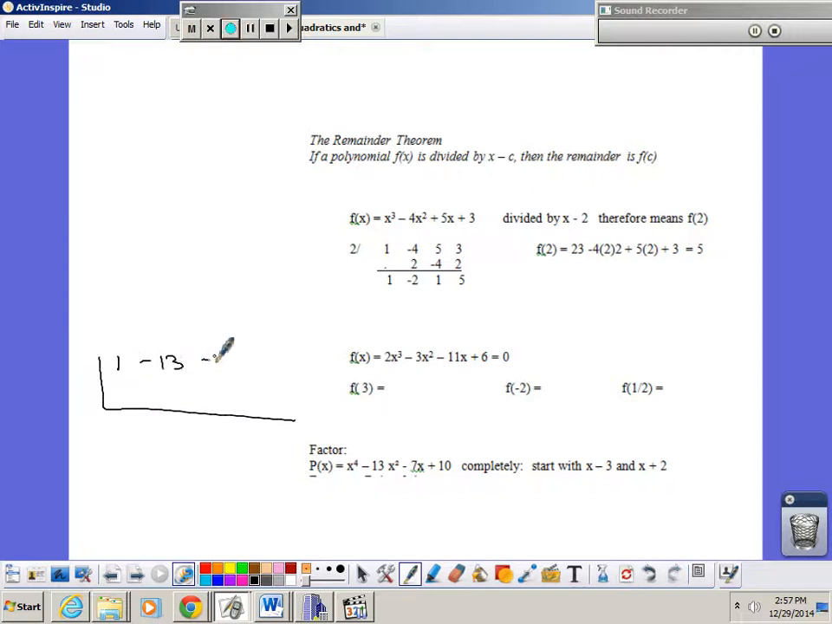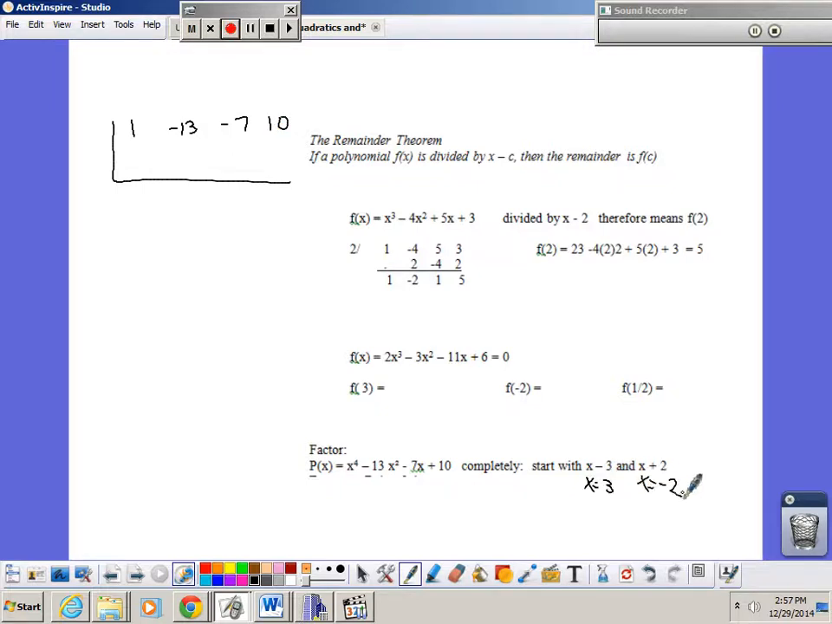1, -13, -7, 10. I'm actually going to start it higher. 1, -13, -7, 10. And I'm going to start with x equals 3 and x equals -2. It doesn't matter which one I start with. I'm just going to start with the first one, 3. They're telling me it's a root, so it better come out 0 at the end. So bring down 1, multiply by 3, -10. Multiply, -30. Well, that's definitely not going to work.